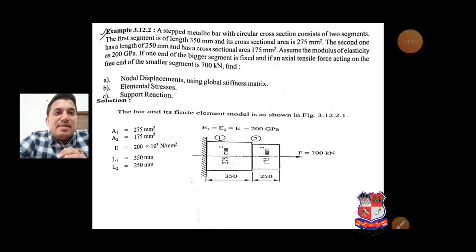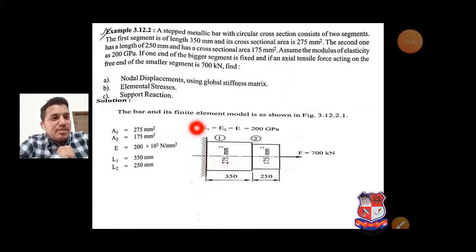Then the elemental stresses. We have two elements, so we have to find stress 1 and stress 2. Third is the support reaction, so we have to find out R. R will always be there at the fixed support. Here the fixed support is at node number 1, so we have to find the support reaction at this node.